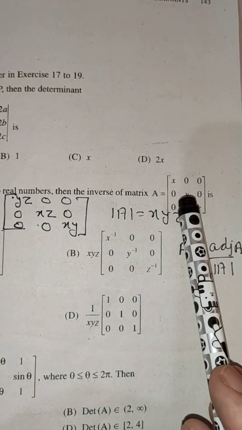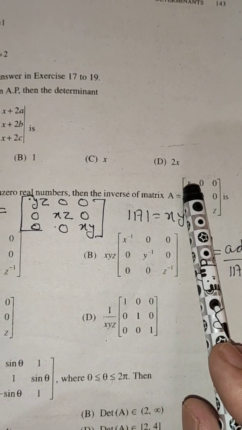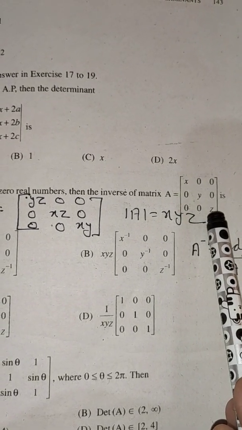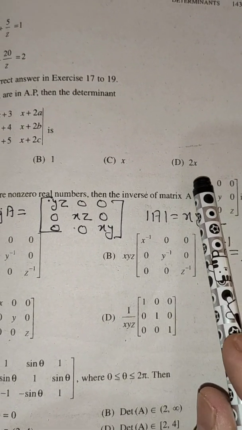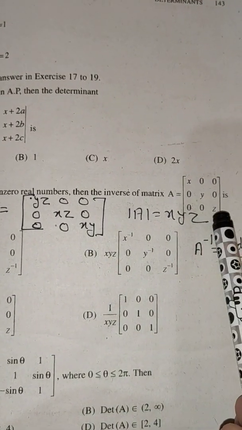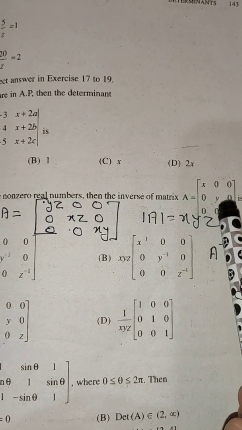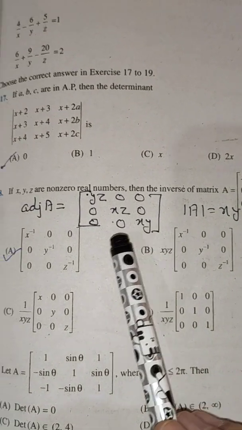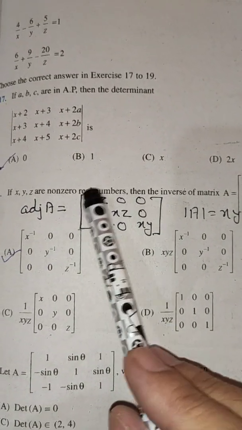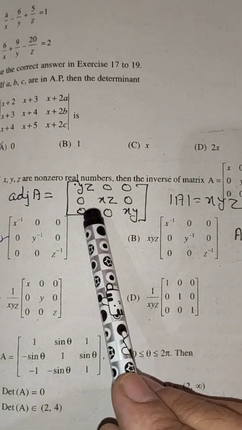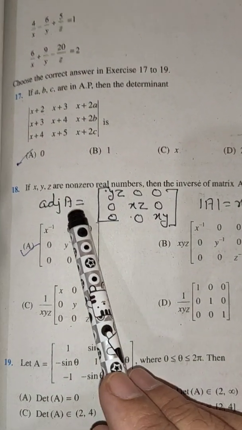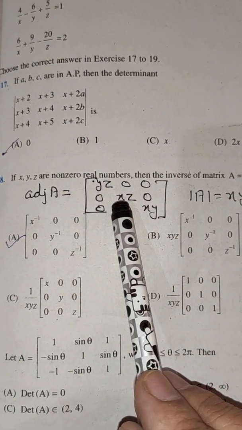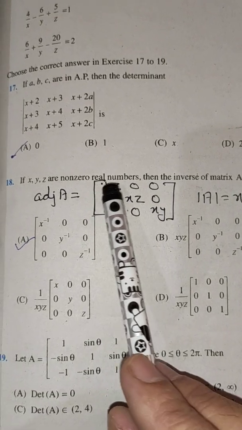So you can directly observe the pattern: when finding A11, we get the product of the other two diagonal elements, yz. For A22, leave this diagonal element and find the product of the other two, and for A33, find the product of the other two diagonal elements, xy. And when you find the transpose, you get the same matrix. So we got the adjoint of A. The formula is A inverse is equal to adjoint of A upon determinant A. So you write 1 upon xyz, and multiply it inside this matrix.